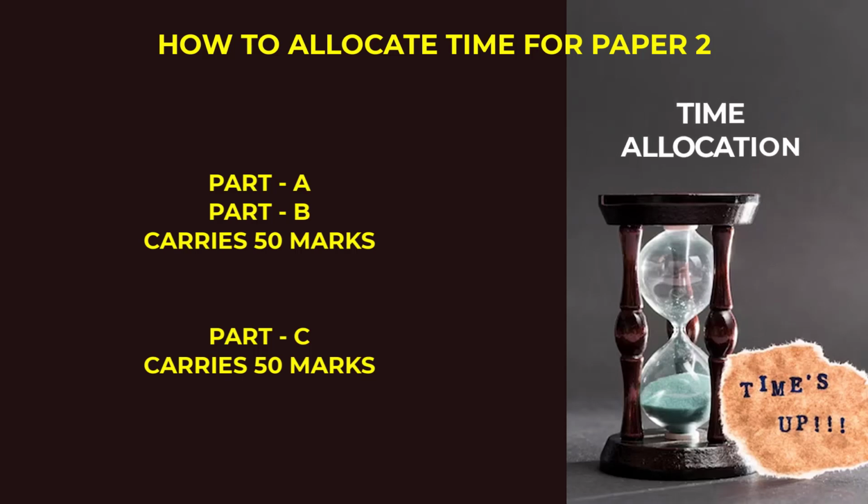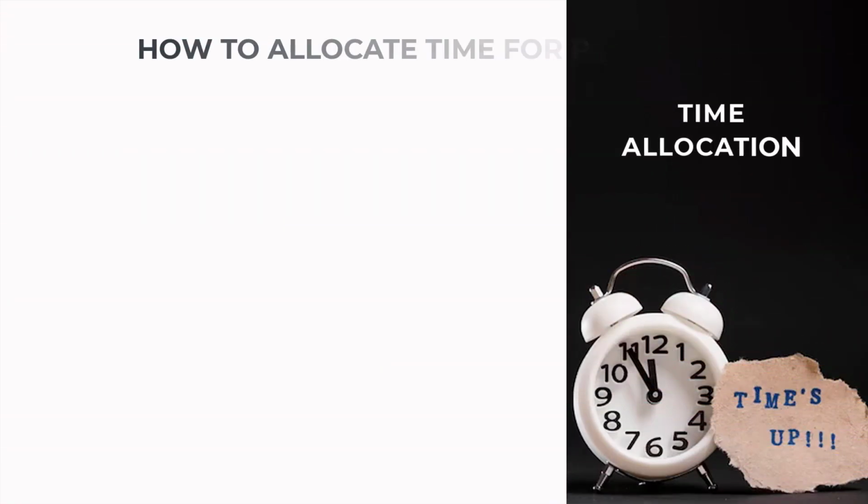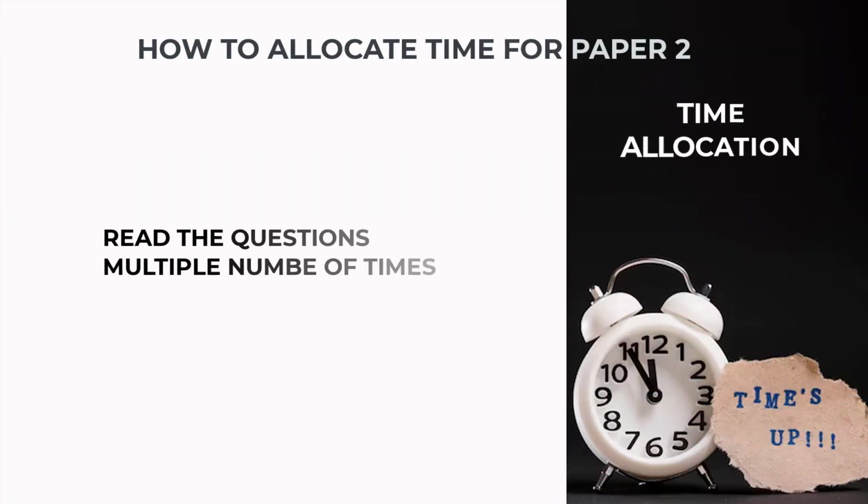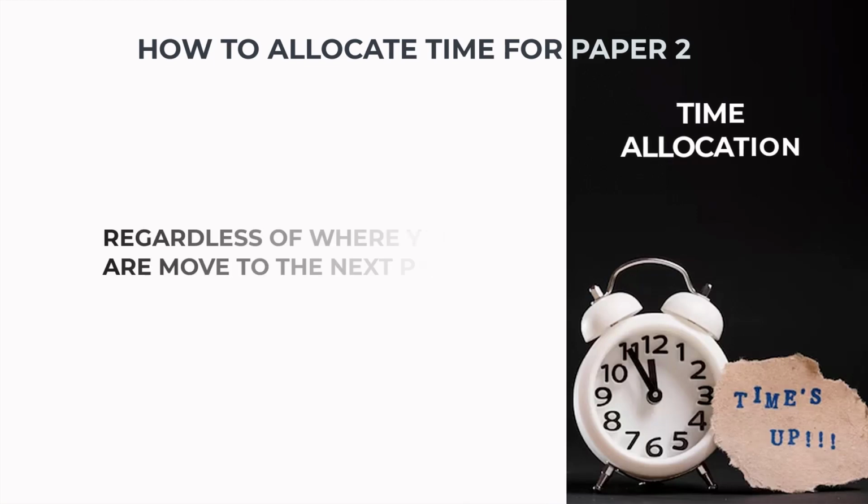And as soon as the time runs out, say you have allocated 1.5 hours for part C, start writing part C, read the question multiple number of times. Reading the question and understanding is a part of the time that you're going to take in answering the paper. If you have 1.5 hours for part C, then at the end of 1.5 hours, regardless of where you are, you should move to the other part.